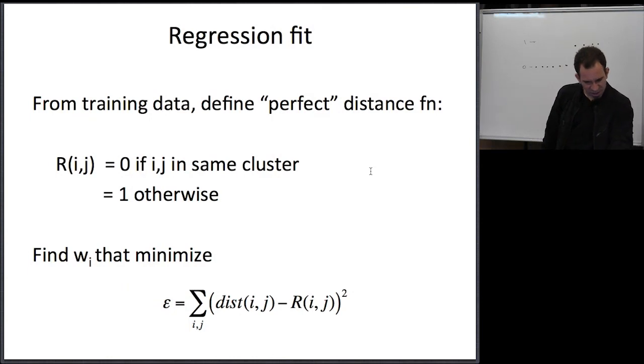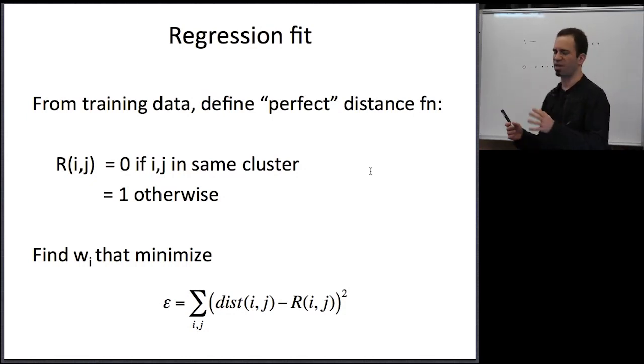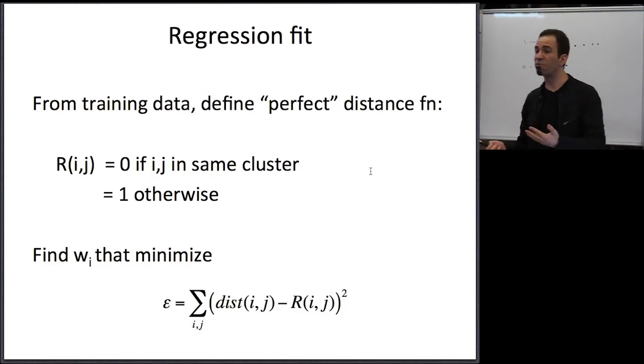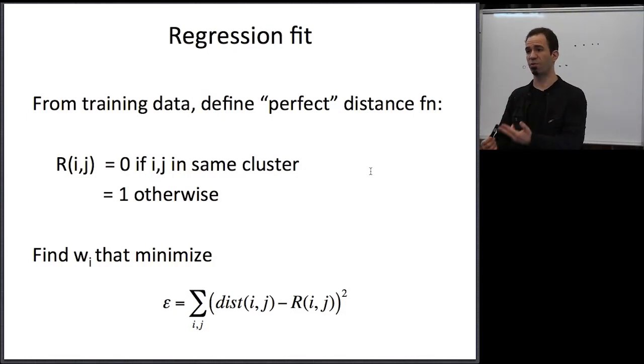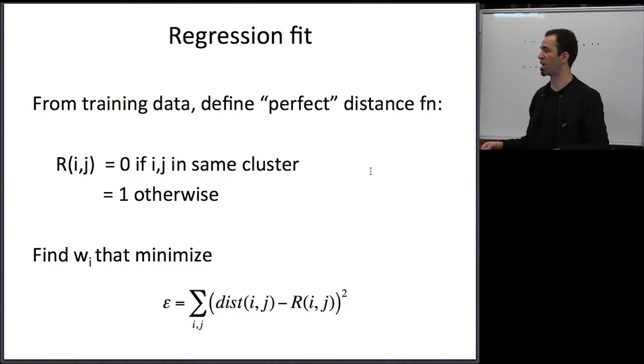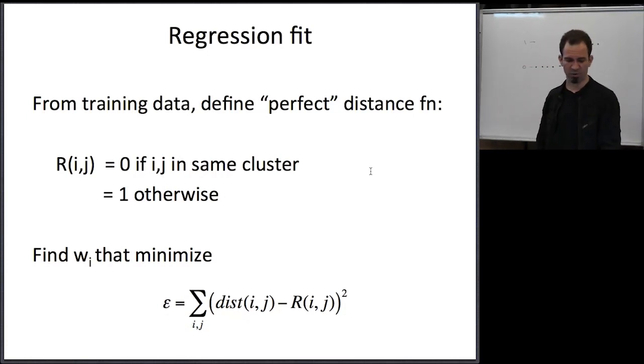So how does this work? It's been a while since I read this slide. This turns into a logistic regression problem in the end. So this R thing is the thing that I've just talked about, right? It's this function that if i and j are really about the same story, it's 0, otherwise it's 1, and we want to make the distance match that as closely as possible. Because if we had a perfect distance function, then if two stories were really about the same event, it would say the distance is 0. And if they weren't about the same event, it would say the distance is 1. So that's what we're trying to match. That little epsilon is the error we're trying to minimize.